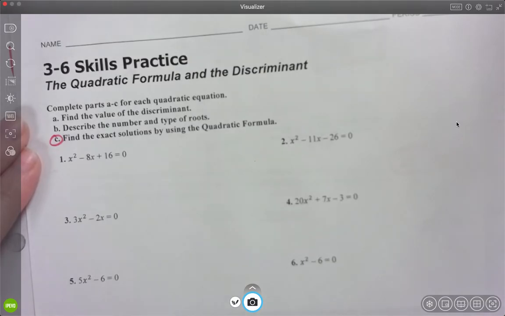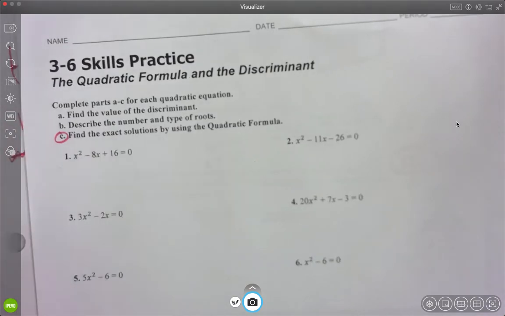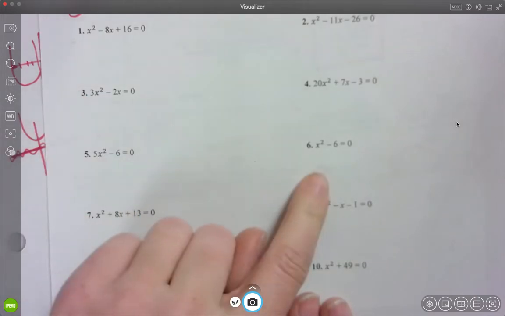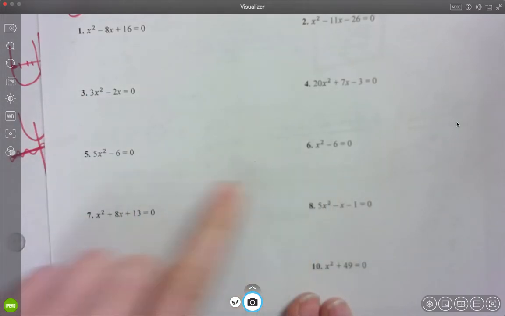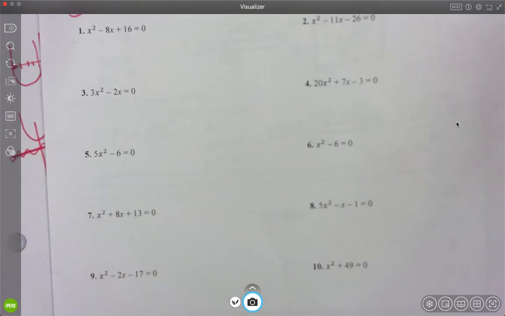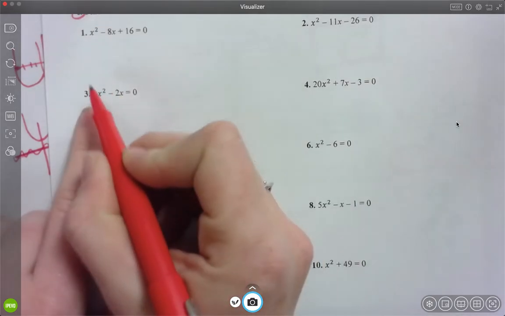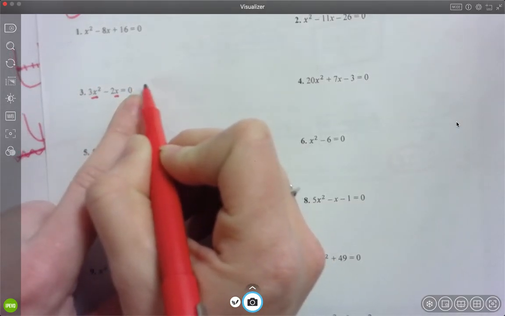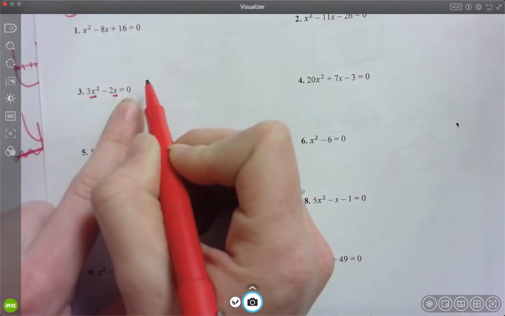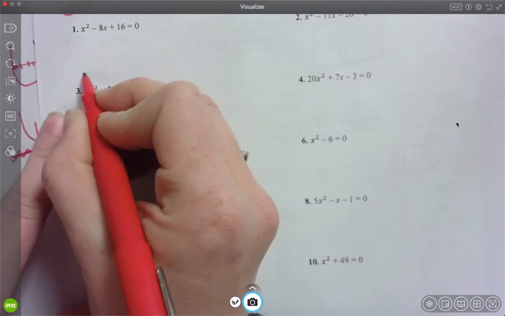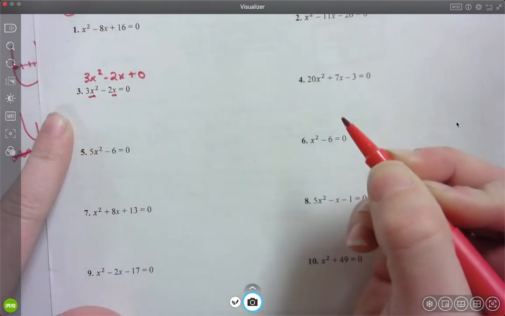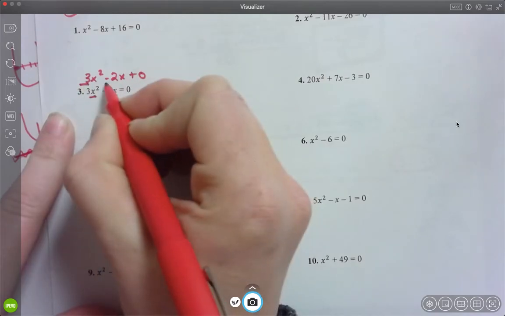Now, be careful, because on number 3 and number 5 and number 6, there are only 2 pieces, so where's the third piece? You have to determine which piece is missing. This one has an x squared and an x, but he doesn't have that additional number on the end. His c value is gone. So you might want to rewrite this as 3x squared minus 2x plus 0. That will give you your a, your b, and your c.